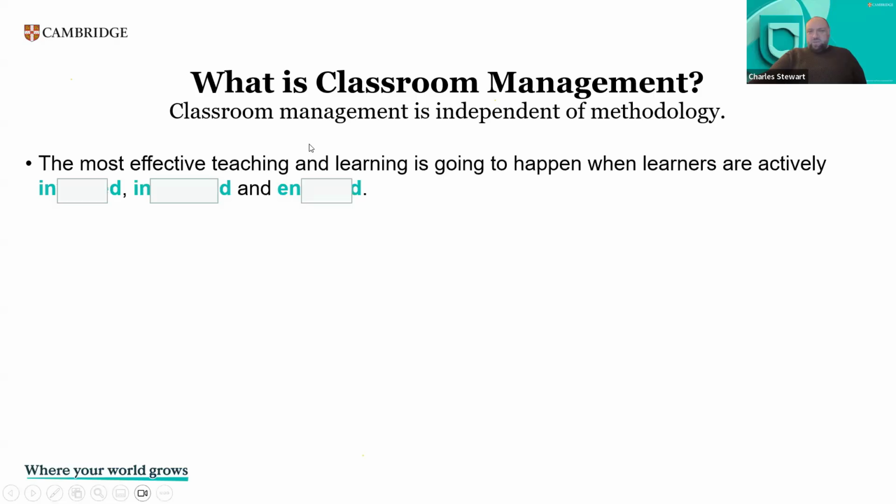Well, when we look at it, the most effective teaching and learning is going to happen when learners are actively, what is this word that's missing here? Many of the problems that we face in the classroom, many of the challenges that we face, are not these complex methodological topics that you speak about and read about and study about. Effective classroom management is independent of that. It is about looking at the problem and making sure that we are acting. And classroom management is about action.